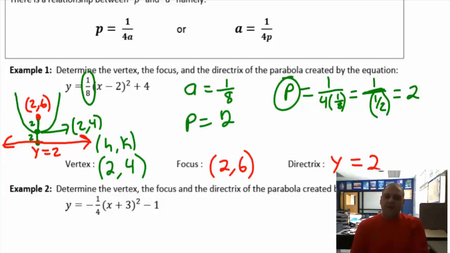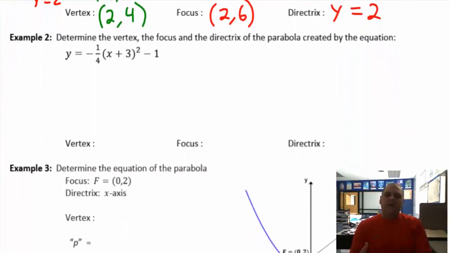I'm going fast, but I don't want to kill you with this at night. I know you're going to need to practice this to really get it. Let's do another example. It works exactly the same, except it's an upside down parabola now, because it's a negative. My focus is here, and my directrix is going to be up here now.